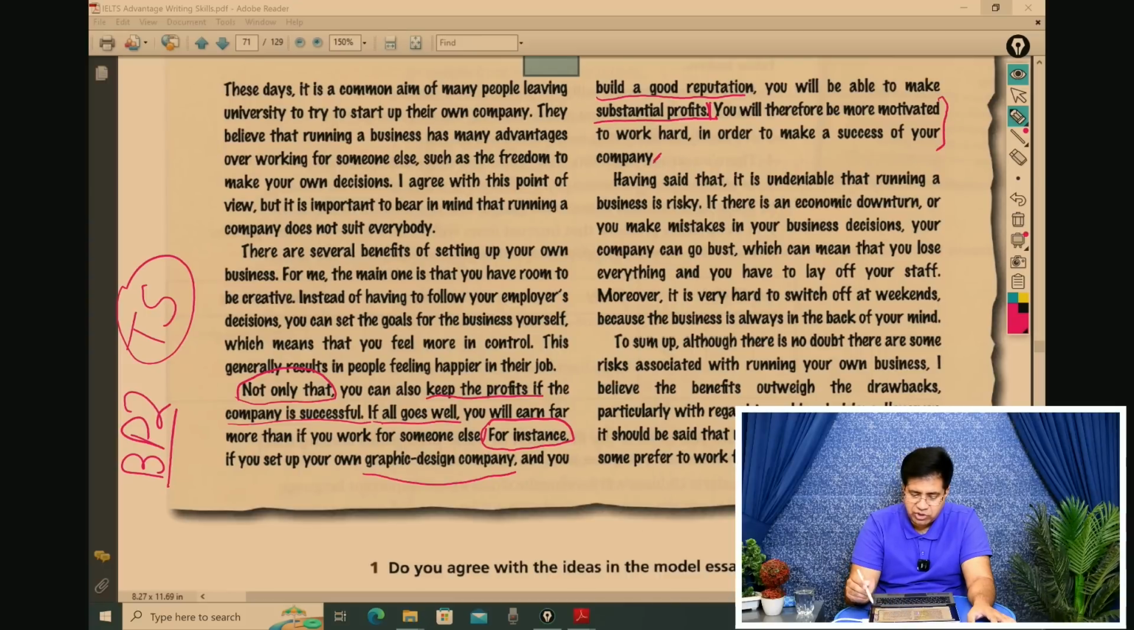This one is conclusion. Now if you want to see how many sentences, this is sentence number 1. Okay, this is sentence number 2. This example is sentence number 3 and this conclusion is sentence number 4. So it's a good idea to write 4 sentences in your body paragraph, right?